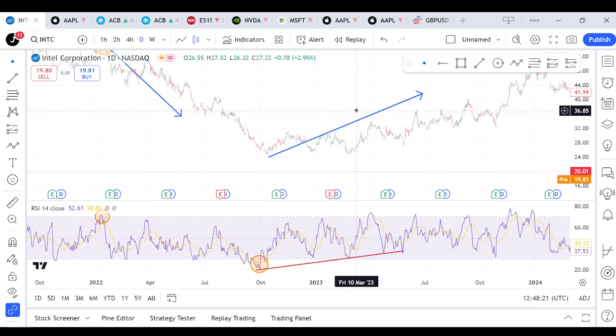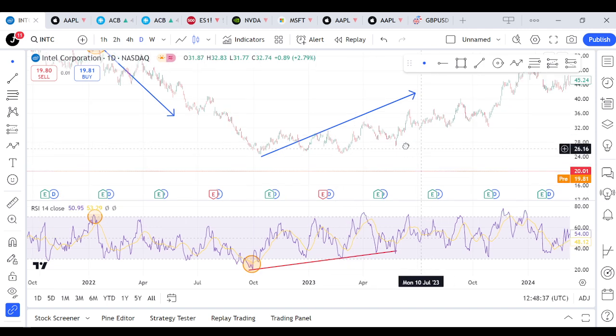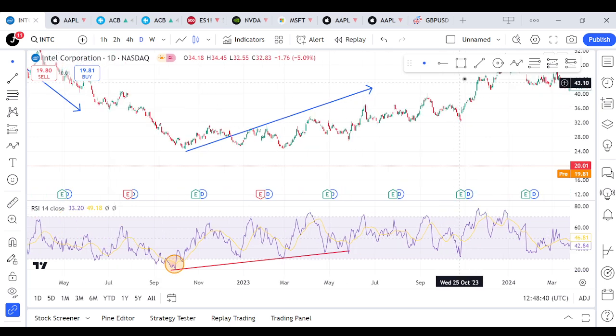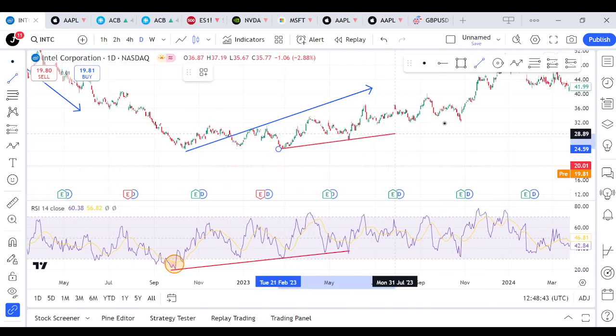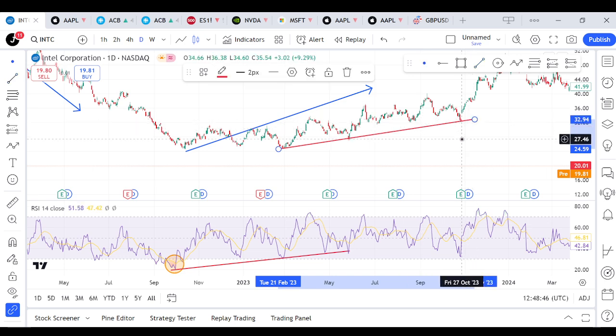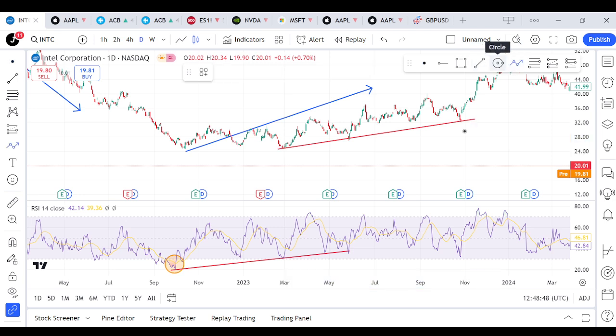In addition to identifying overbought and oversold conditions, the RSI can also help you confirm trend strength. If the RSI remains above 50 during an uptrend or below 50 during a downtrend, it suggests that the trend is strong and may continue. You can see in this strong uptrend forming here, we have the RSI frequenting above the 50 level more times than not. You can see it here.